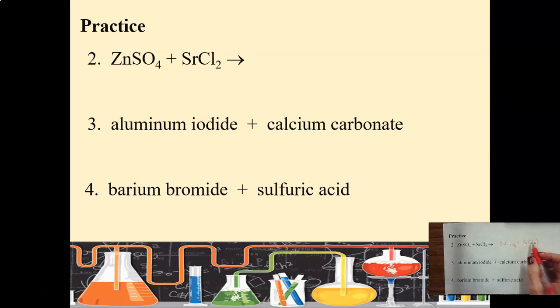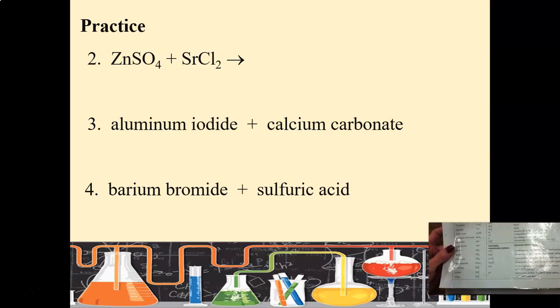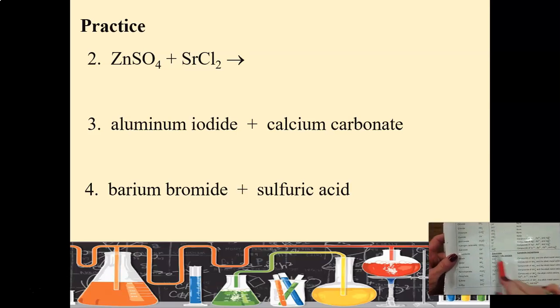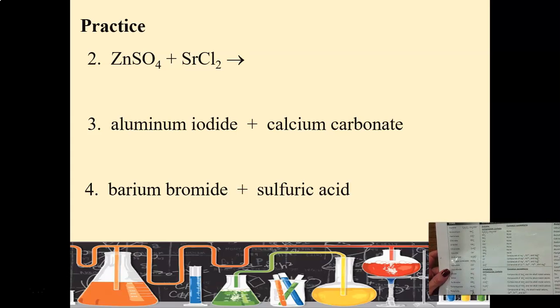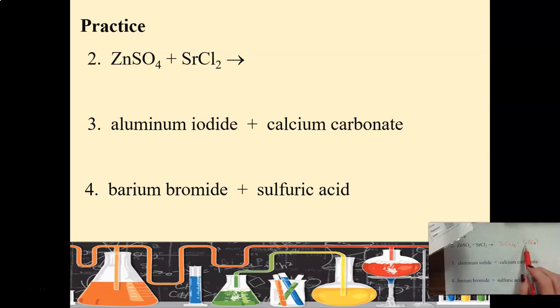Next compound, strontium sulfate. Well, let's find sulfates. Sulfates right here. Sulfates are soluble. That means they'll be aqueous. They'll dissolve in water unless they're with strontium, barium, lead, or mercury. That's strontium sulfate. That's an exception. So that is our magical solid product based on the solubility rules.